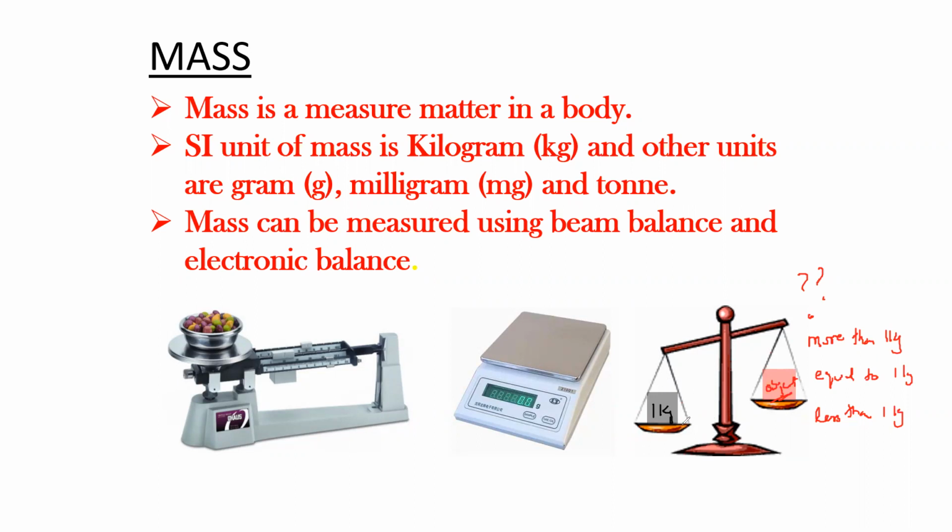On the left hand side you have 1 kg, okay? On the right hand side there's an unknown object, and the beam tipped more towards the 1 kg. So my question is, is the mass of this object more than 1 kg, less than 1 kg, or equal to 1 kg?